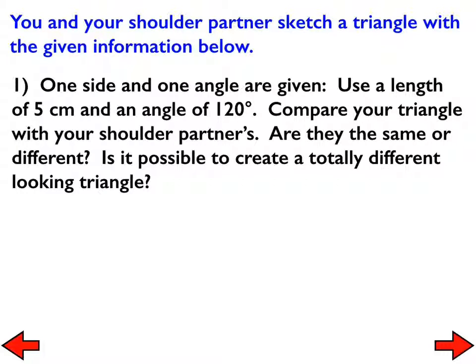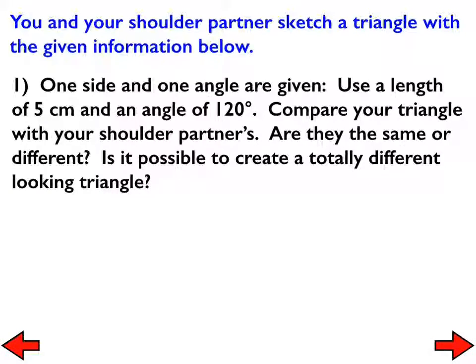Please look at your neighbor's paper and see if they drew exactly the same thing as yours. And exactly the same means you can put your paper on top of theirs and rotate it and it would match. It has to exactly match. If it doesn't, then that means you drew different triangles. You and your partner drew different triangles. It didn't match because there's lots of different ways to draw this.